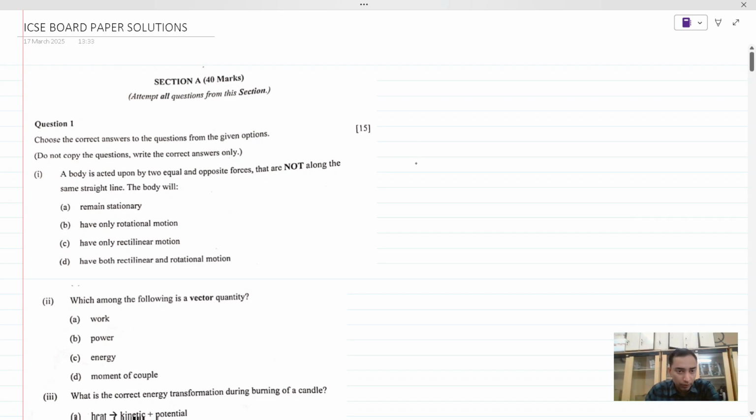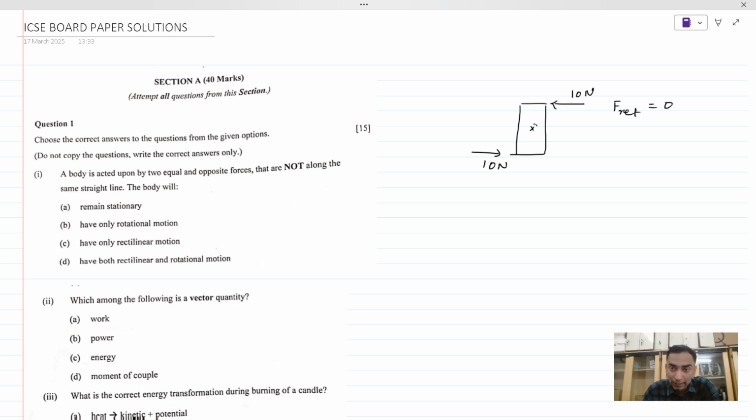Let's solve MCQ number 1. In the first MCQ, they are asking us that there is an object, suppose like this, and you are exerting two equal and opposite forces on two different sides of the body. So in this case, this body will have an effect of net force as 0.